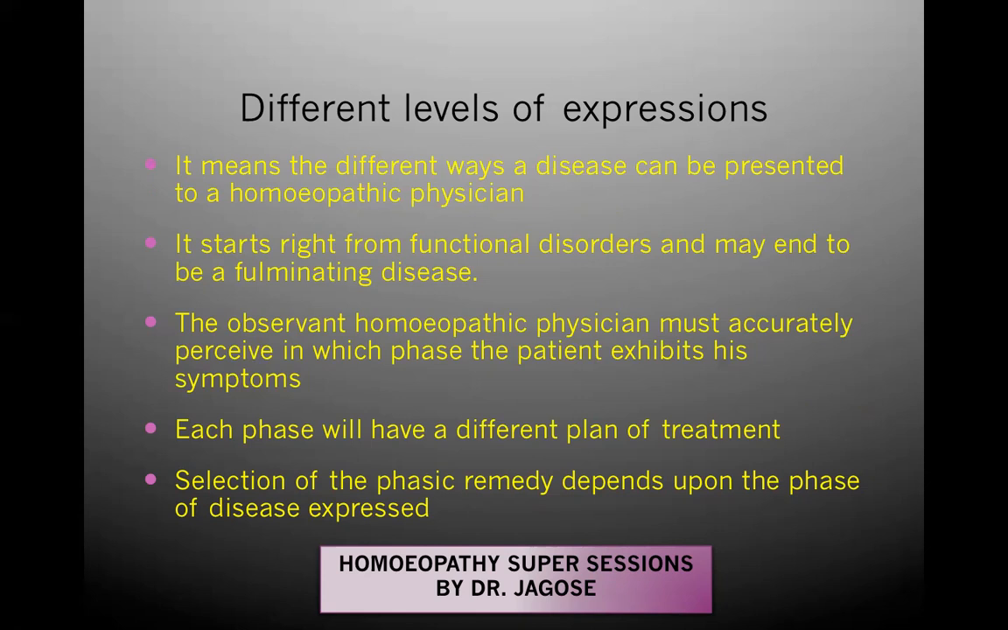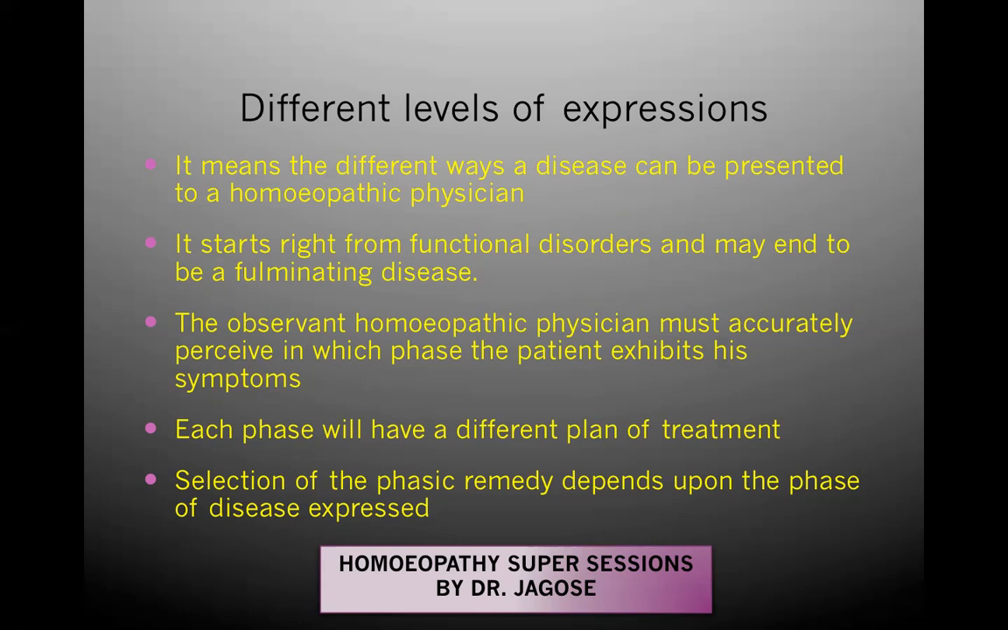Why is it important to know the phase of the disease? Because each phase will have a different plan of treatment. In an acute phase, the treatment will be different. In a chronic phase, it will be different. In a subacute phase, it will be different. In a fulminating phase, it will be different. Or in an alternating, intermittent, or episodic phase, it will be different, and so on.